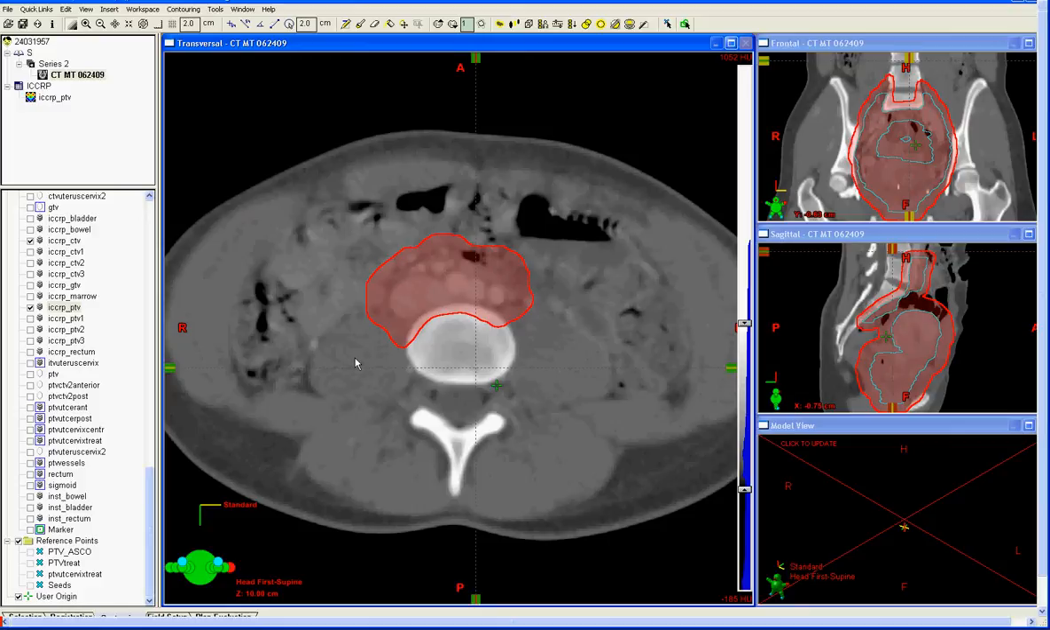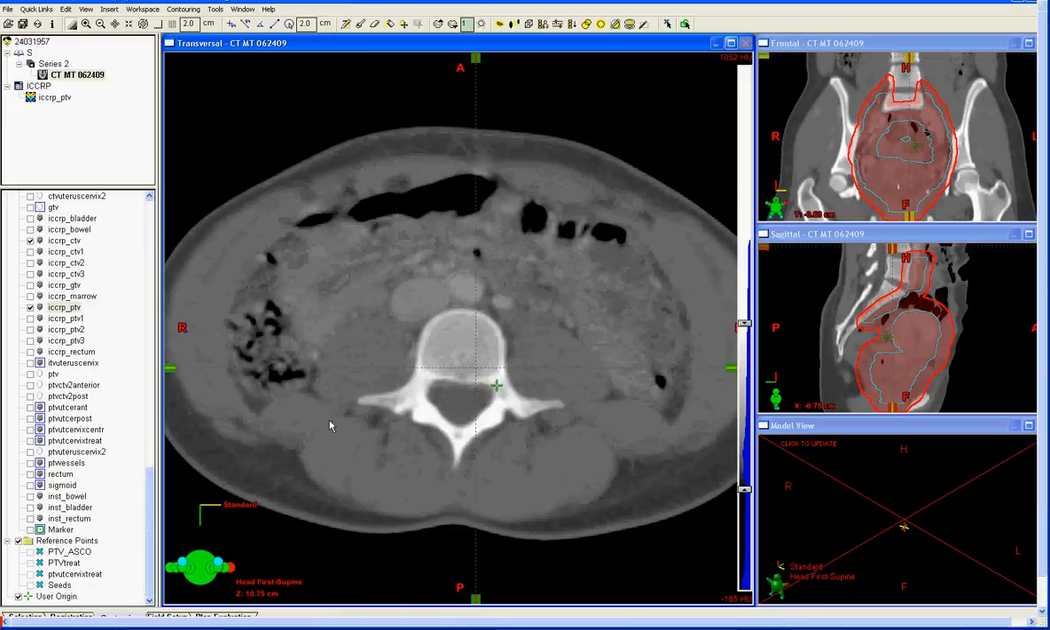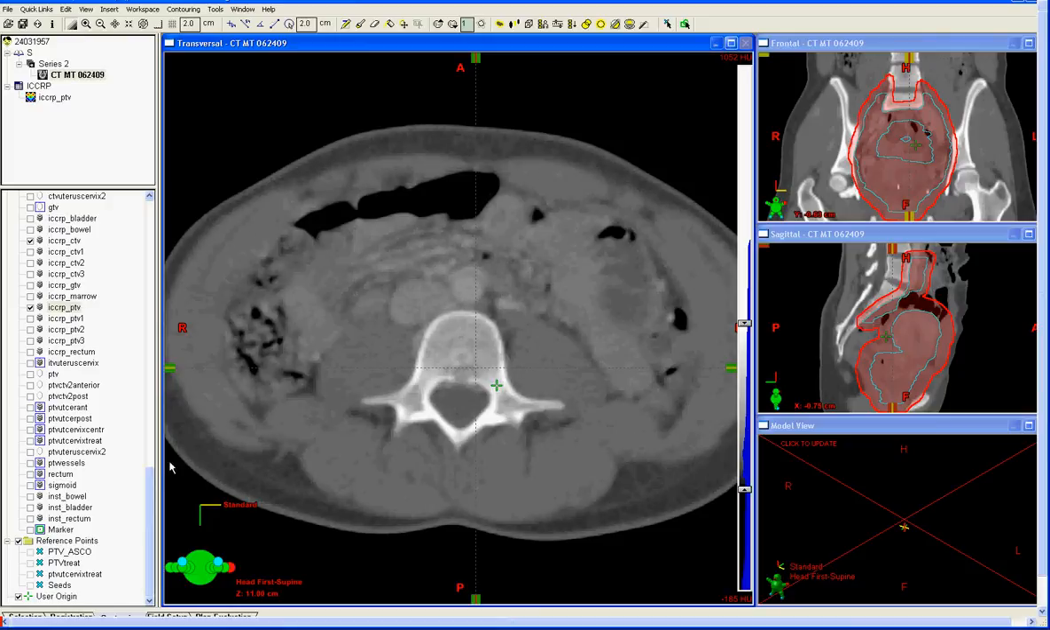The bowel should start at 1 centimeter superior to the uppermost slice on which the PTV comes into view, which is here. This patient was imaged at 2.5 millimeter slice thickness, so we'll proceed superior for 4 slices, 1, 2, 3, 4, to begin the bowel contouring.